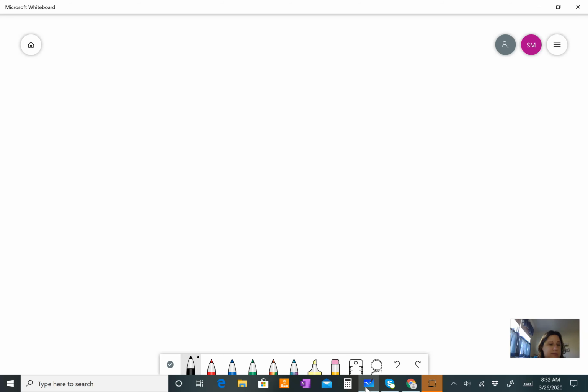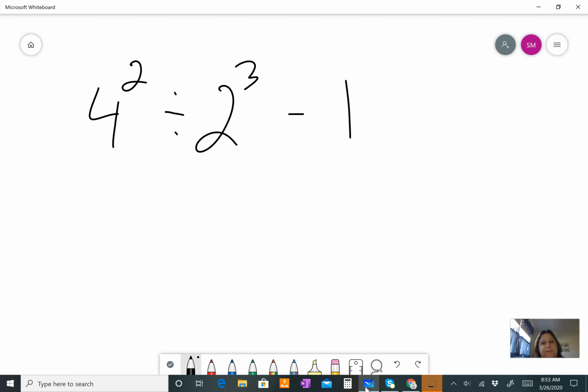So I'm going to pick a problem here at the bottom. On part B, I'm just going to go with, let's see here. I'll go with number 3. Okay, so we have 4 to the 2nd divided by 2 to the 3rd minus 1. Okay, so let's go through our order of operations. Do we have parentheses? No, we don't. Do we have exponents? Yes, we do. We actually have 2 sets of exponents, so I need to do that first.